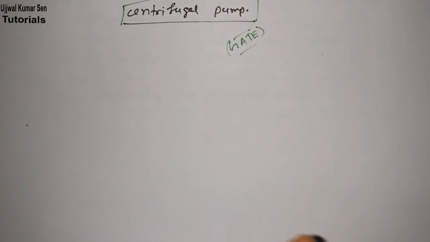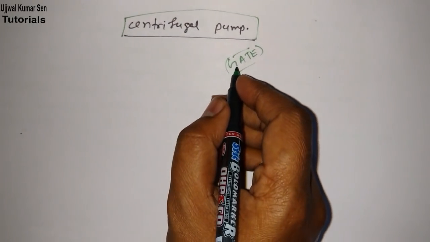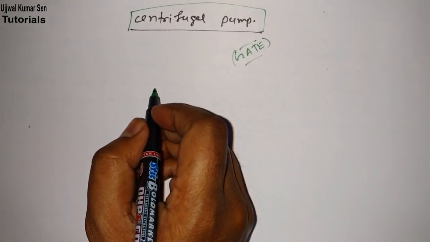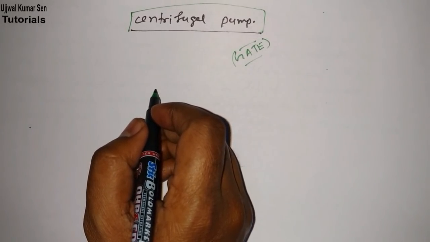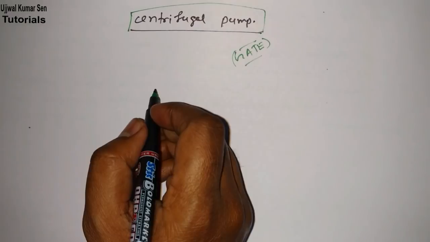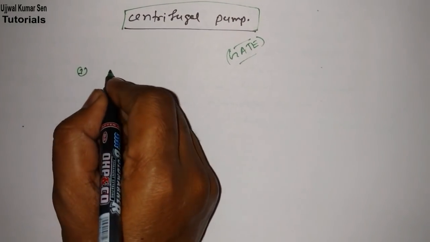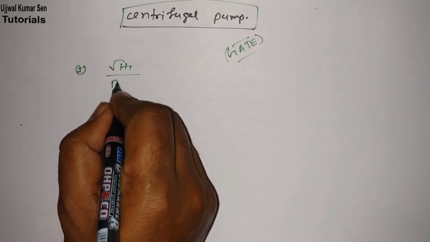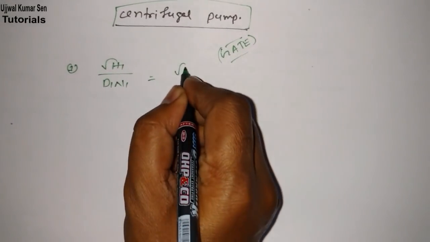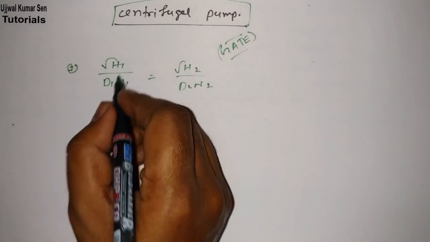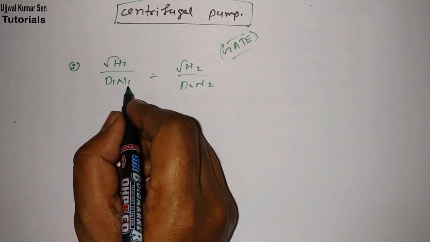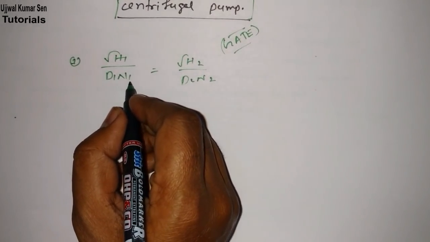So there are two relations required to solve numerical problems in this case. Yes, of course there is another relation you require, I will share with you, but that relation is not required in this question, which has been asked in GATE previous year. So the first relation we require is root under H1 D1 N1 is equal to root under H2 D2 N2. H is head, D is diameter, N is revolution per minute of that pump.